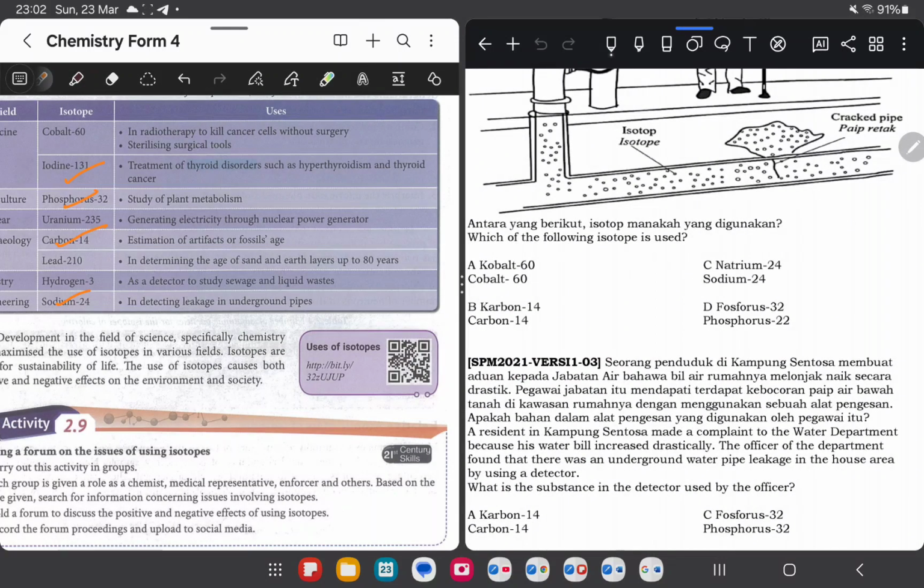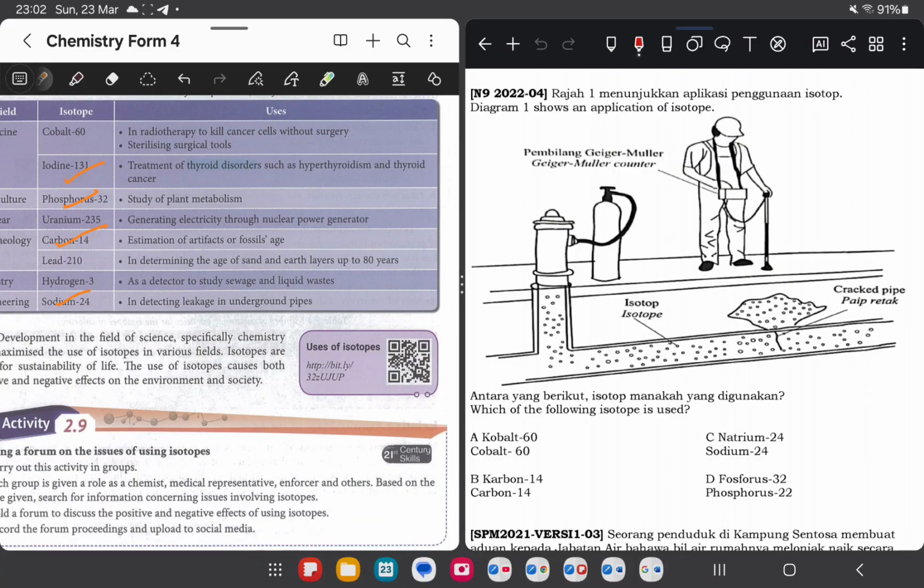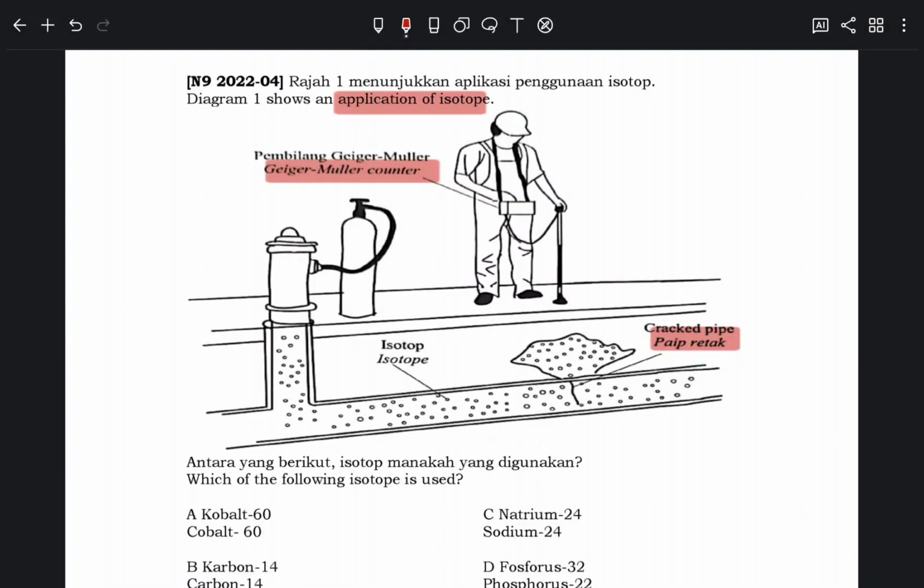Then moving on, this one again, Geiger Muller counter. Okay, you see Geiger Muller here. And then they say usage of an isotope, application of an isotope. We have a cracked pipe in the stimulus. Okay, cracked pipe is the main stimulus. So in this diagram, this uncle is using a Geiger Muller tube to see a cracked pipe.